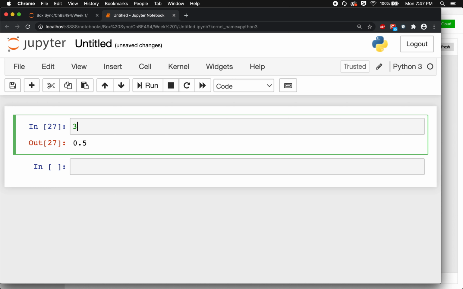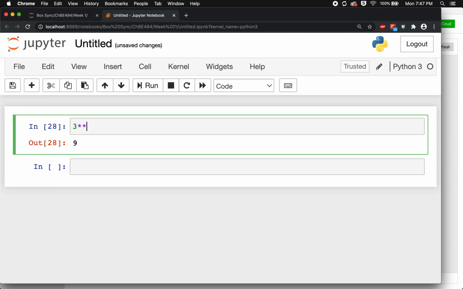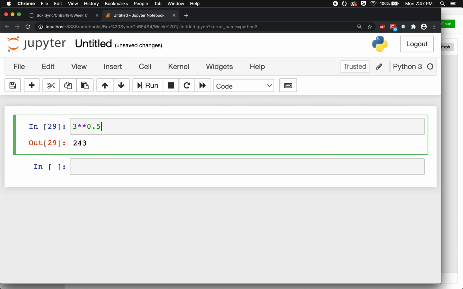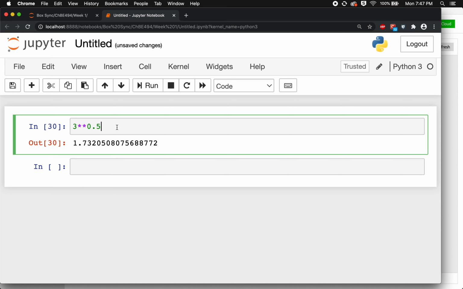I can also do the power operation. So I could do 3 to the power 2. So that's 3 squared, right? I'm going to get 9. But I could do 3 to the power 5, and I'm going to get 243. Or if I wanted to, I could do the square root of 3, just the power half, and I'm going to get 1.732 and a bunch of extra decimals. I'll talk later about floating point numbers because they'll become important in a second. So we have our basic commands of plus, minus, multiplication, division, and the power operation.